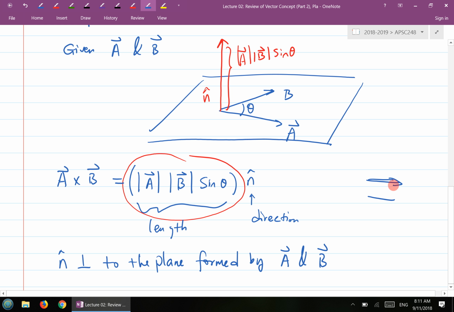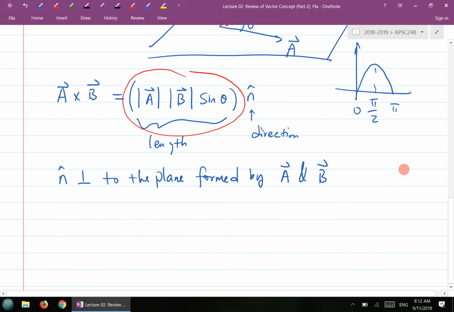If you keep expanding this theta angle right here, because of sine theta, the curve goes like this. This is 0, this is pi, and this is pi over 2. So when it goes from 0 to pi over 2, the magnitude reaches its maximum. Going from pi over 2 to pi, the magnitude of the cross product goes from the maximum back to 0, right? So that's the nature of the cross product here.